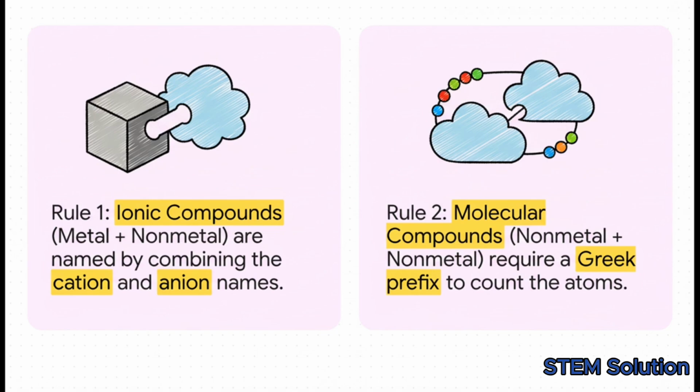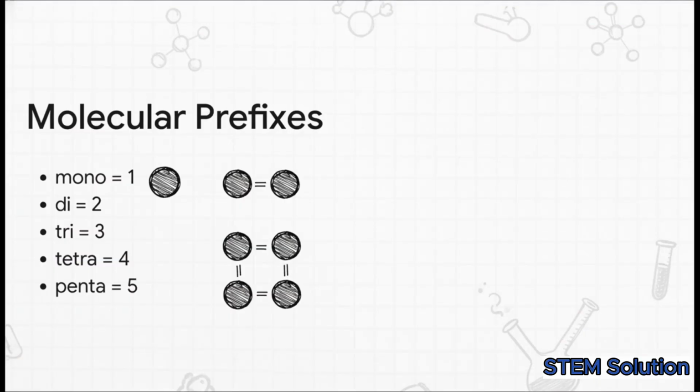We actually have to count the atoms. And to do that, we're gonna need some prefixes. And this right here is our counting system for those molecular compounds. These are just Greek prefixes, and they tell us exactly how many of each atom is in the molecule. So di means 2, tri means 3, tetra means 4, you get the idea. And this precision is absolutely crucial. It's what makes the difference between, say, carbon monoxide, which is a toxic gas, and carbon dioxide, which is just the gas we all breathe out.